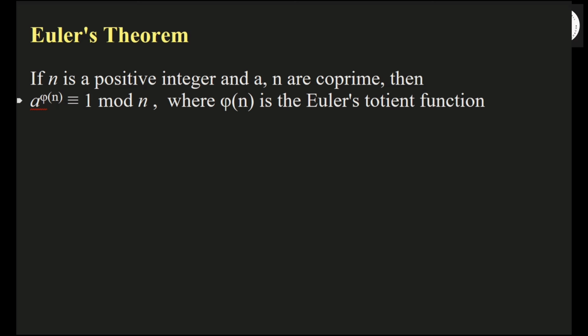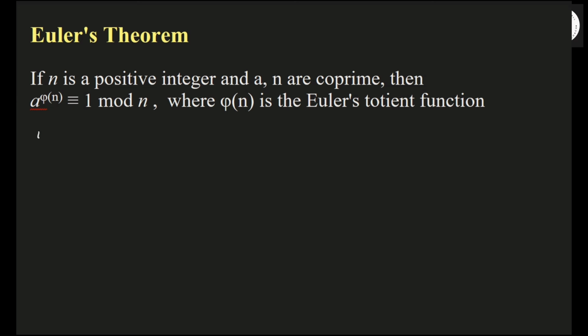Now, what does Euler's theorem state? For any positive integer n, a and n are co-prime to each other. Already I told you we have to consider n as a positive integer. And if a and n are co-primes, they are relatively prime, which means their GCD should be 1. Then a raised to phi n is congruent to 1 mod n. This is Euler's theorem.